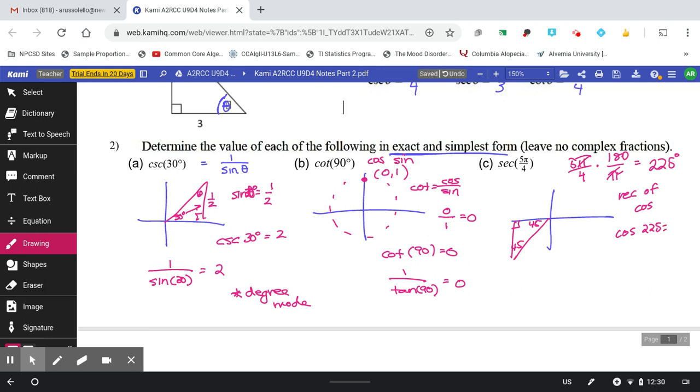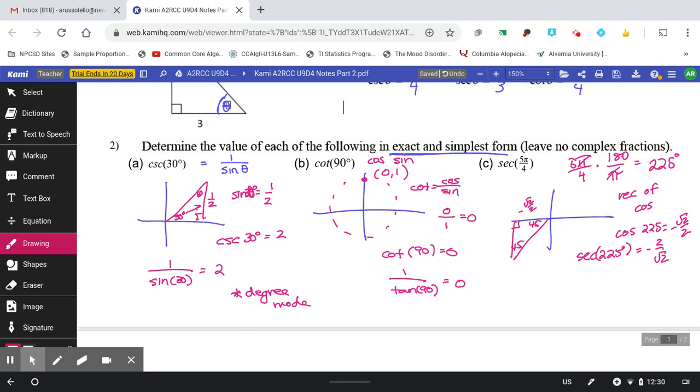So the cosine is the opposite side. No, it's not. I lied. The cosine is the adjacent side. So that would be the x coordinate, or over here, that would be negative radical 2 over 2. So we're just going to flip it upside down to get the secant of 225. Flip it upside down, and you get negative 2 over radical 2.